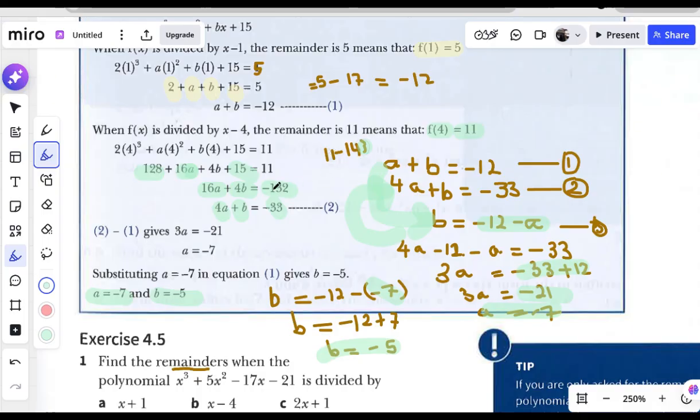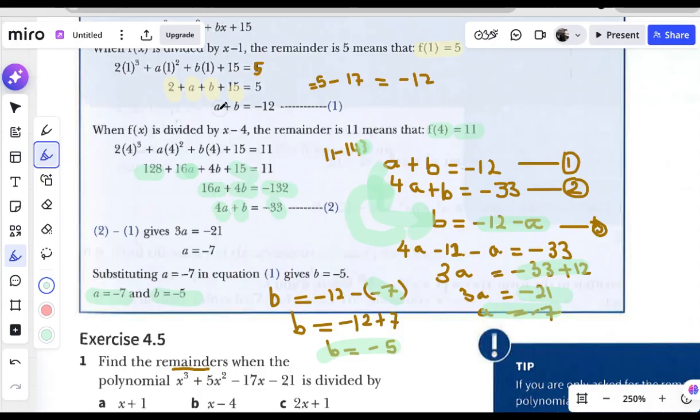We get negative 132. Now you can see these three numbers can be divided by 4. 16 can be divided by 4, 4 can be divided by 4, 132 can be divided by 4. So if we divide through by 4, we simplify this, we reduce the number because the number is too big to be used for simultaneous equation. Divide here by 4, we get 4a. Divide here by 4, you get only b. Divide negative 132 by 4, you get negative 33. So now you have equation 2.